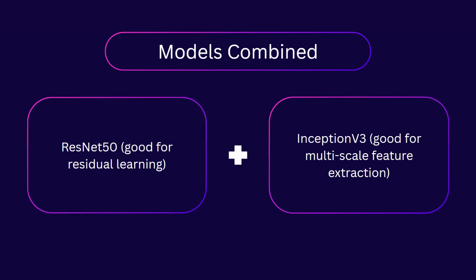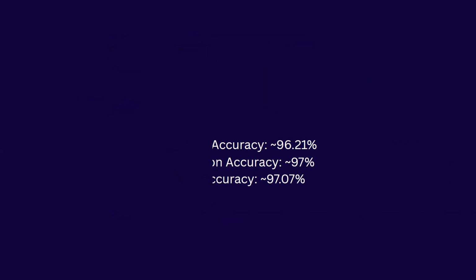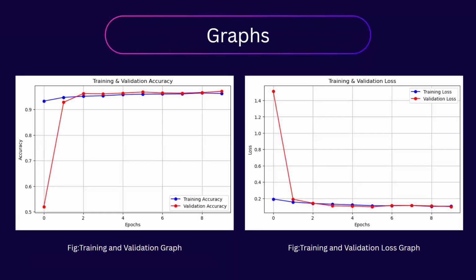Next is the result. After doing the ensemble, we got a training accuracy of around 96.21%, then validation accuracy of 97%, and testing accuracy of 97%. These are the graphs after the ensemble technique. First one is training and validation accuracy, then the second one is training and validation loss.